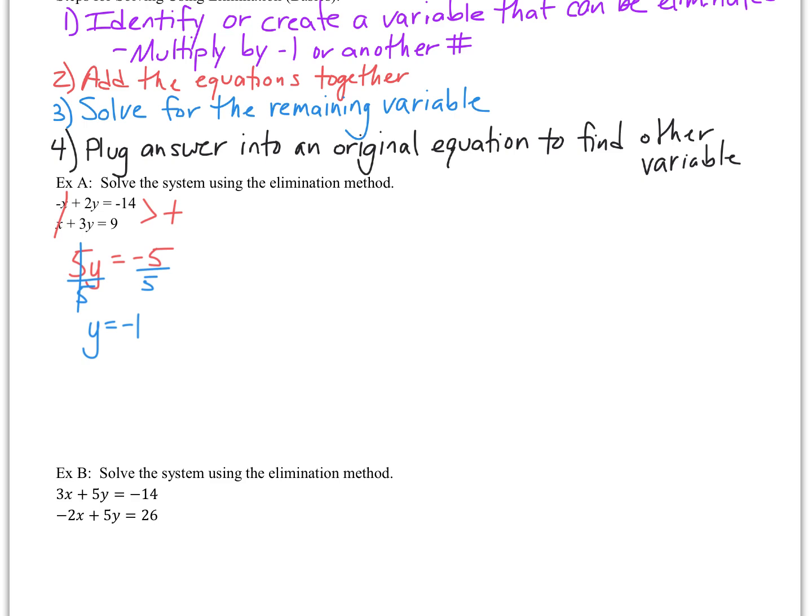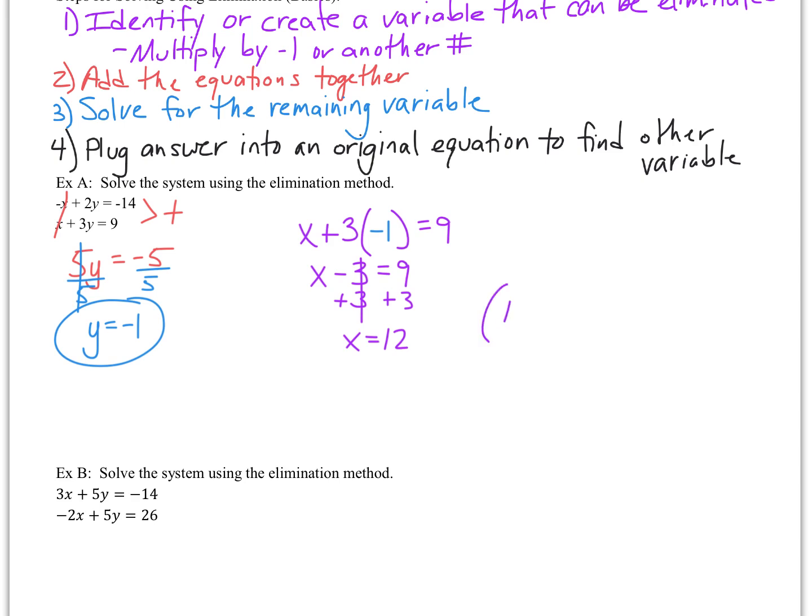Which equation do you want to use, the top one or the bottom one? Bottom, okay. So we've got x plus 3, and then instead of y, I put negative 1, equals 9. And then I just solve. So I get x minus 3 from multiplying those. Then I'm going to add my 3. So x equals 12. So my answer is 12, negative 1.